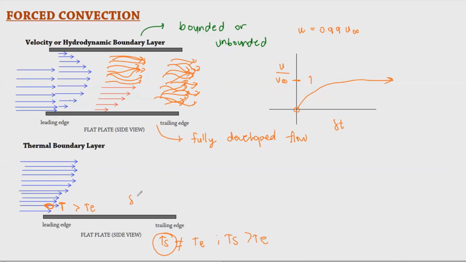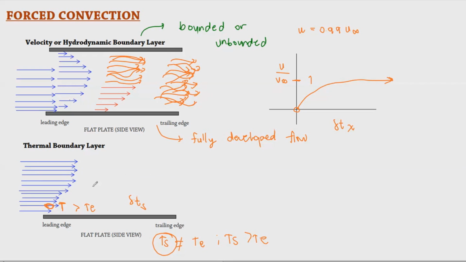What we have here, of course, is the thickness of our boundary layer, the thermal boundary layer. I would like to add some X here so that it is represented as the velocity boundary layer. And then this one is our thermal boundary layer.